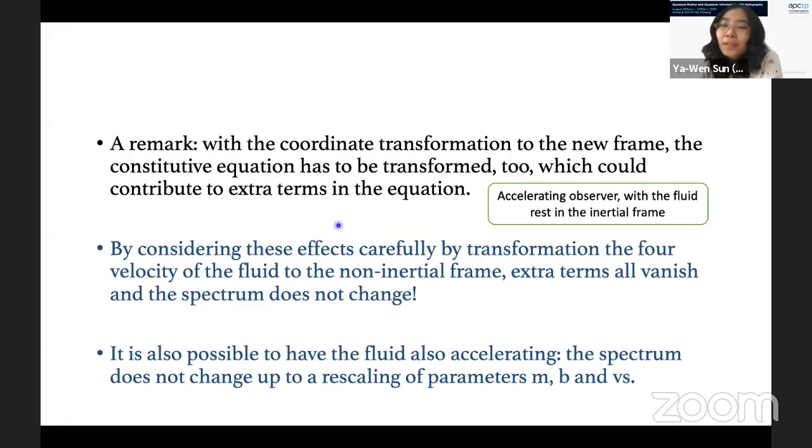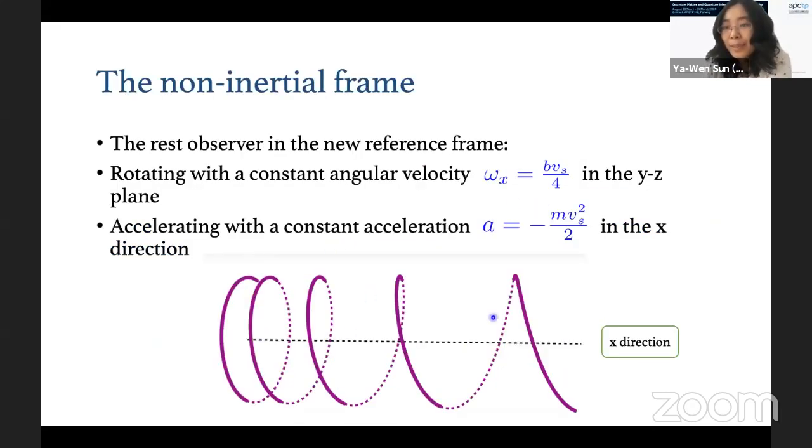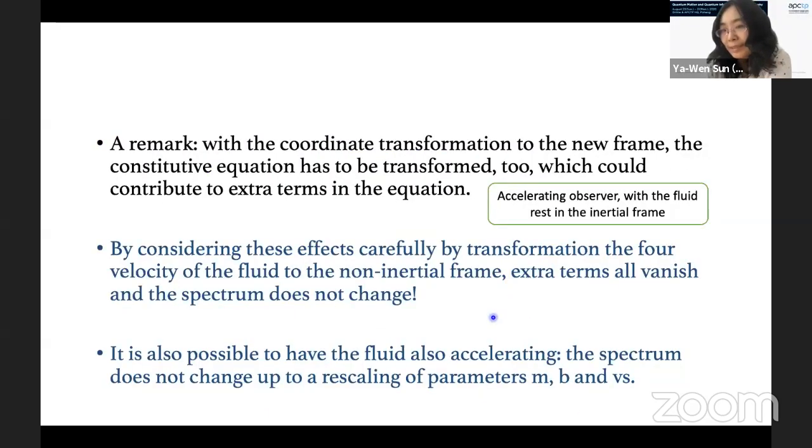Note that here, we have this observer accelerating this way, but the fluid, the relativistic hydrodynamic system, is still at rest in the inertial frame. So it's related to what Lily asked just now. The energy momentum tensor is still the original flat space one transformed into this new non-inertial reference frame. And so everything this accelerating observer observes could be seen as a coordinate transformation from the original frame.